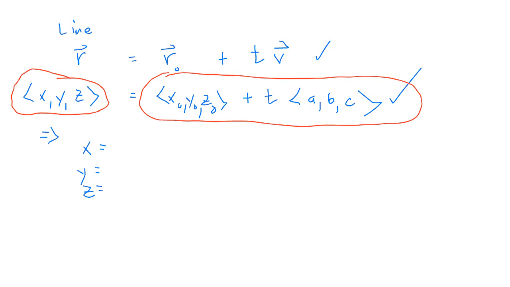X naught plus t times a. That's right. X naught plus a times t. I think that's what you said, Hunyu. Yeah. What would y equal? Y naught plus b times t.